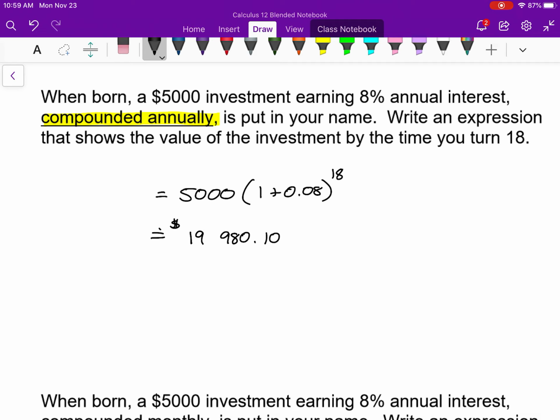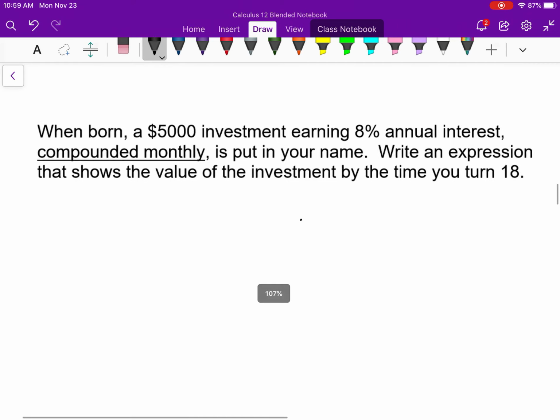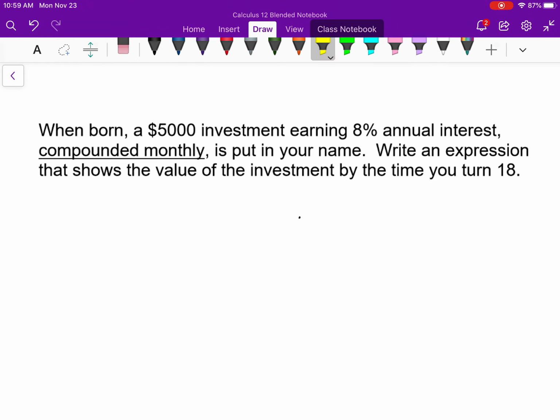Okay, so what if I have still the exact same setup, but it's compounded monthly? Well, in this case, that means every month you don't get 8%. Every month you get 1/12 of 8%. But it happens every month. So the equation is very similar. 5,000 times 1 plus, not 8. Now, every time this grows, it doesn't grow by 8%. Like I said, it grows by 8% divided by 12, 1/12 of 8%.